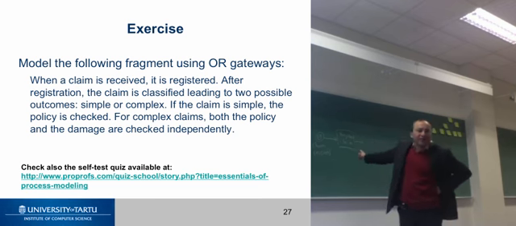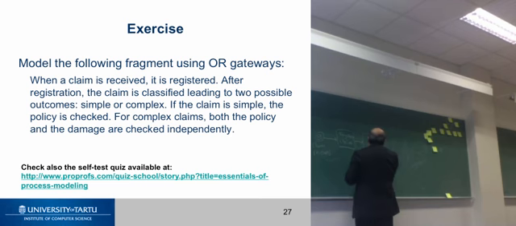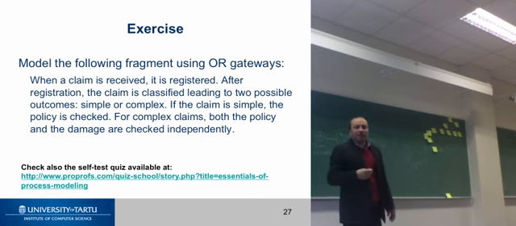What comes next here? This is a small test. Yes. Not the gateway yet. You want to put the gateway? No, not yet. It turns out that classifying the claim is an activity. Somebody has to look at it and figure out what it is. Two possible outcomes: it's simple or complex.